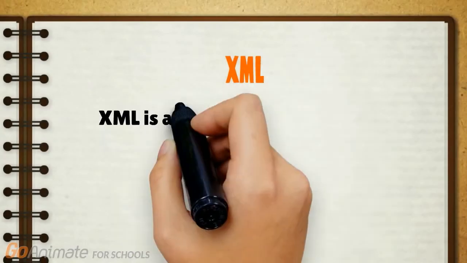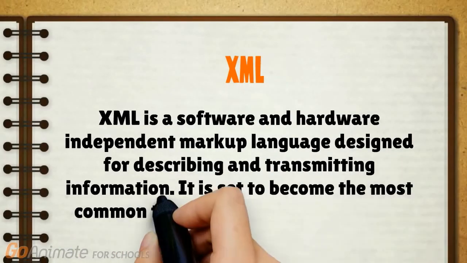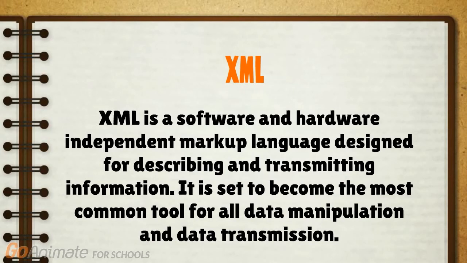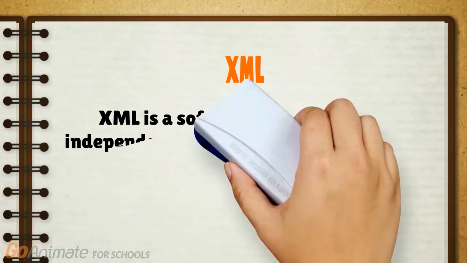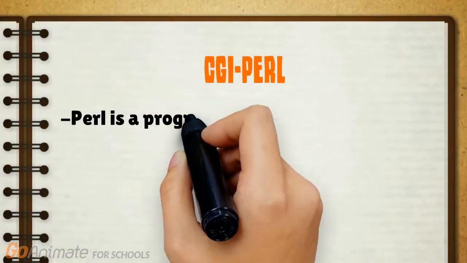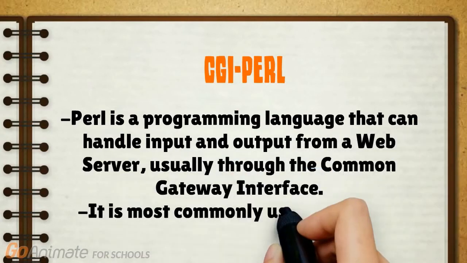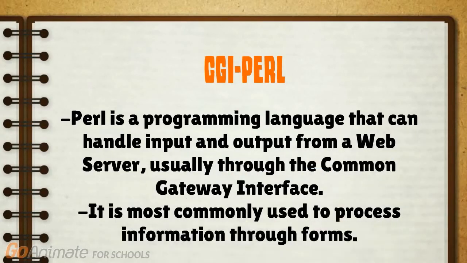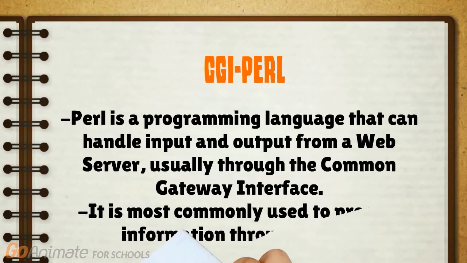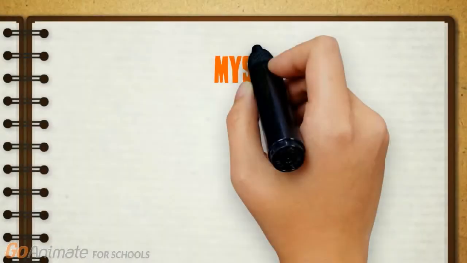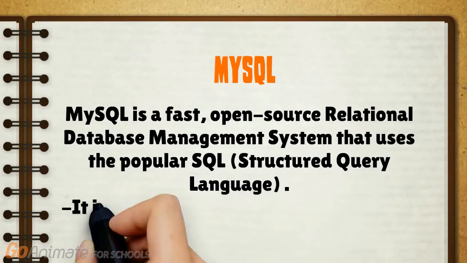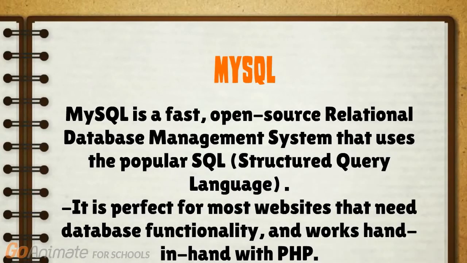XML is a software and hardware independent markup language designed for describing and transmitting information. It is set to become the most common tool for all data manipulation. Perl is a programming language that can handle input and output from a web server, usually through the Common Gateway Interface (CGI). It is most commonly used for form information. MySQL is a fast, open-source relational database management system that uses the popular SQL, structured query language. It is perfect for most websites that need a database.